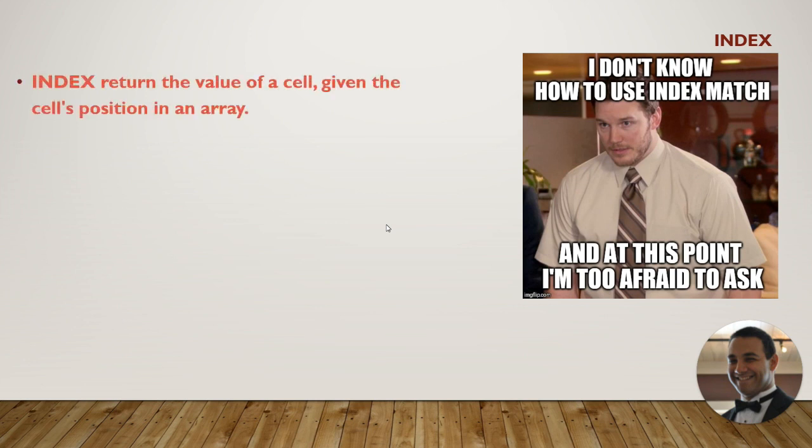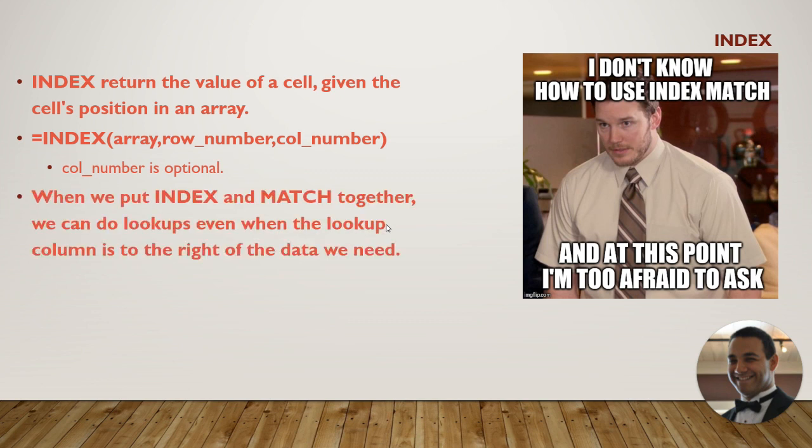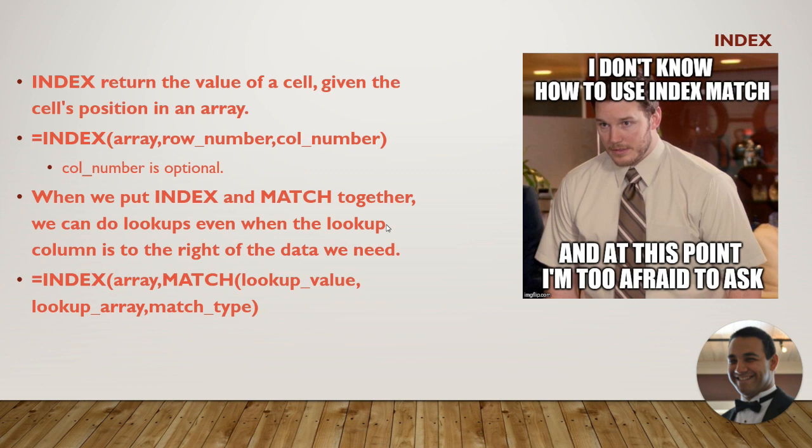We use the index function to return the value of a cell given the cell's position in an array. The syntax is equals index, array, row number, and then an optional column number. When we put index and match together, we can do lookups even when the lookup column is to the right of the data we need. So for example, we would combine it by putting the match function where the index function expects a row number. I know this sounds insanely complex, but let's give it a try.